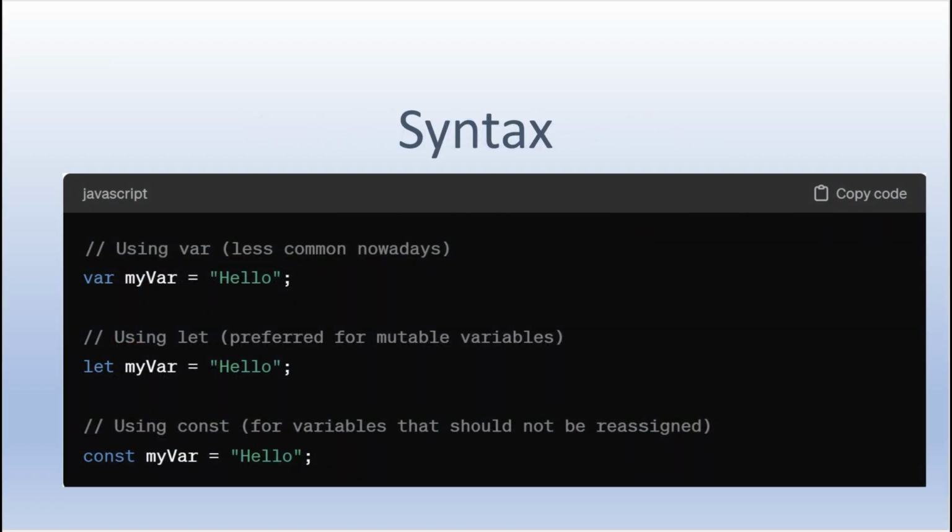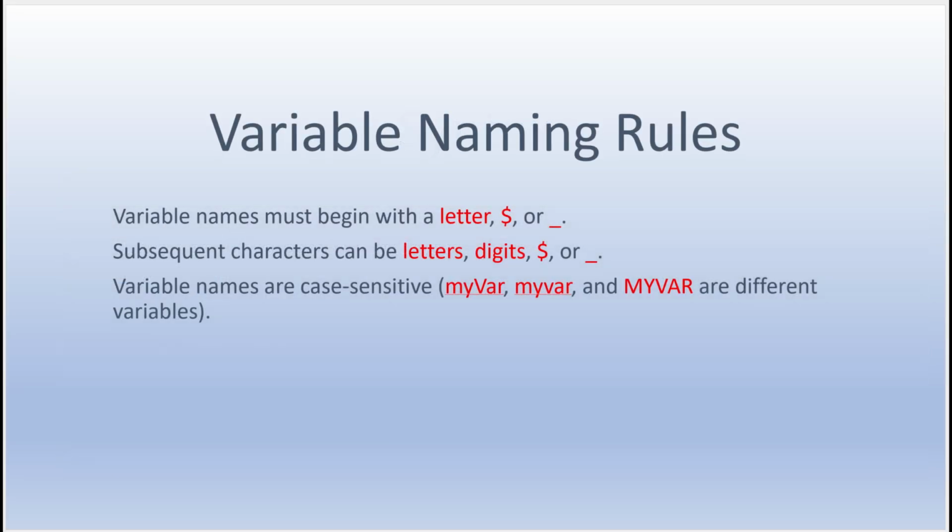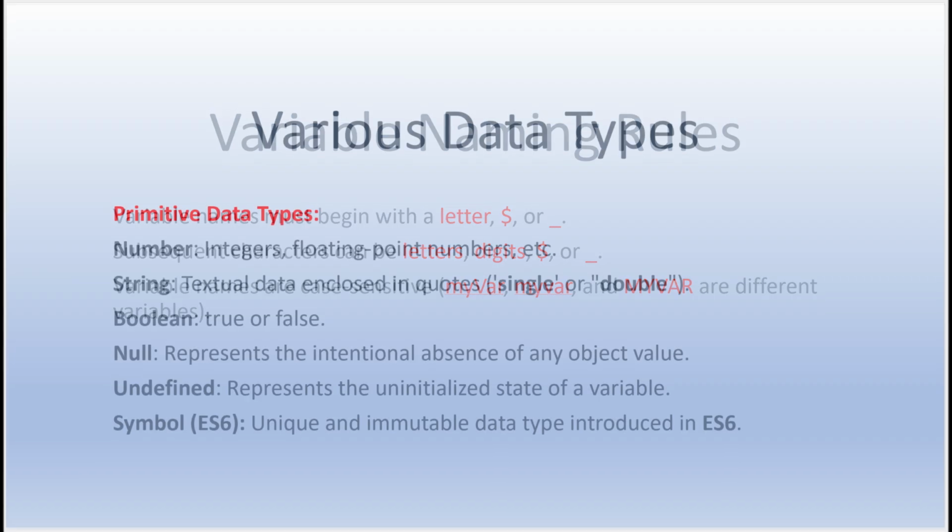When it comes to syntax, it's as simple as let myVar equal sign hello for mutable variables or const myVar equal sign hello for constants. There are a few rules to keep in mind when naming your variable. They must start with a letter, $, or underscore, and subsequent characters can be letters, digits, $, or underscores. Remember, JavaScript is case-sensitive, so myVar, MyVar, and MYVAR are all considered different variables.